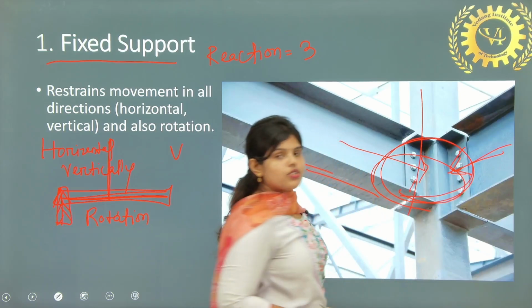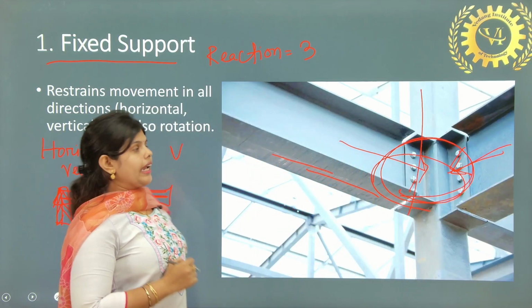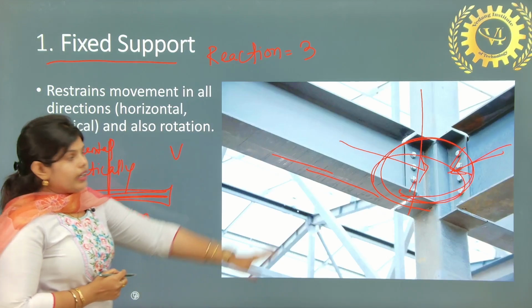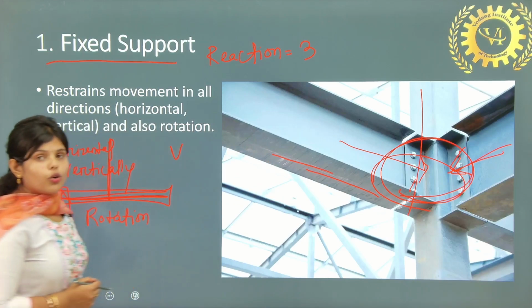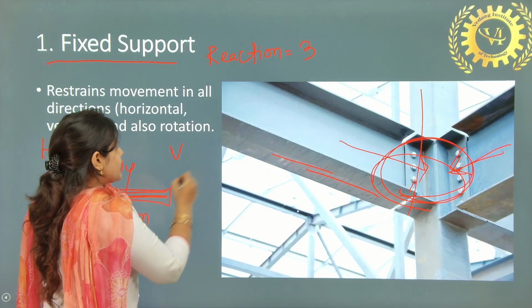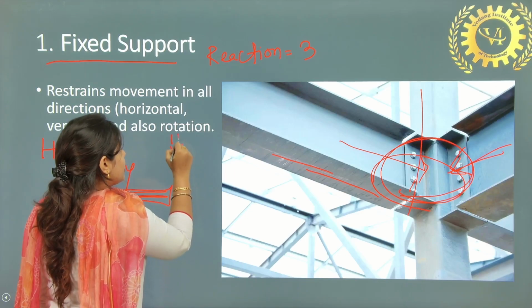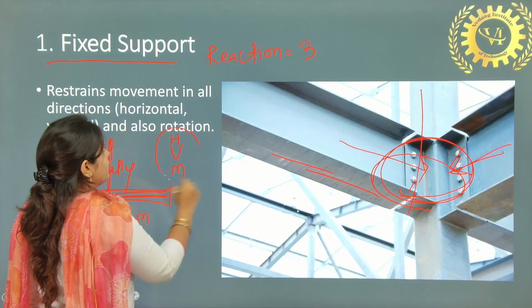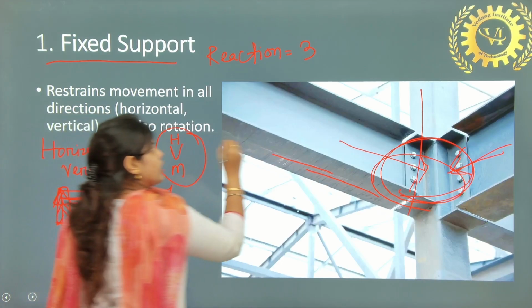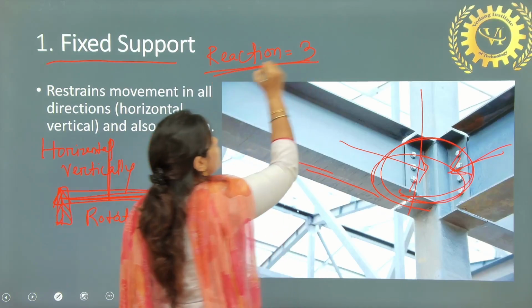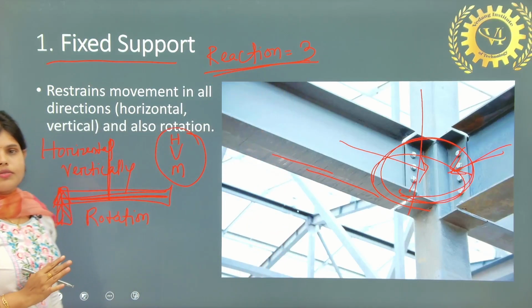Similarly, if the support is not moving along the vertical direction, that means it has reaction in the vertical direction. You can see it cannot rotate. It is not possible to rotate in any direction, so it is also giving reaction to rotation, that means moment. So vertically, horizontally and moment, it gives reaction in three directions. So the fixed support gives three reactions.